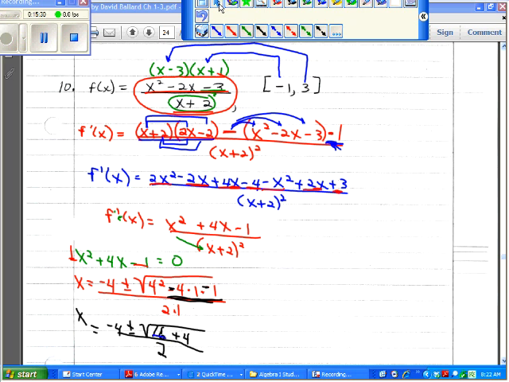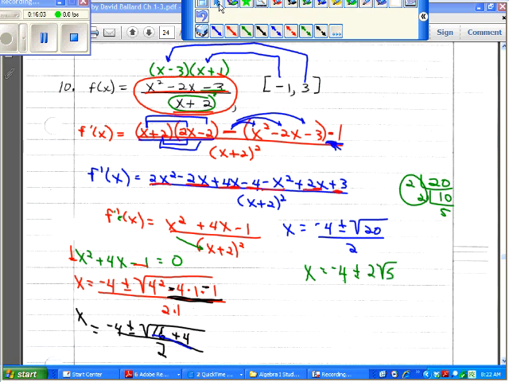We're going to add underneath that radical, and so we're going to have x is equal to -4 plus or minus the square root of 20 over 2. The 20 is not a perfect square, so we're going to break it down. Doing the prime factorization, divided by 2 is 10, divided by 2 is 5. We have a pair of 2's, so out pops a 2. And so we're going to have x is equal to -4 plus or minus 2 square roots of 5 over 2.